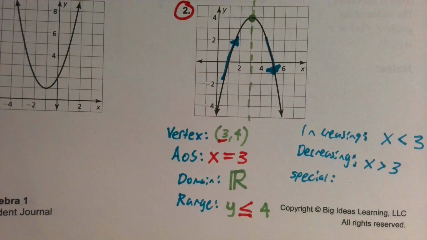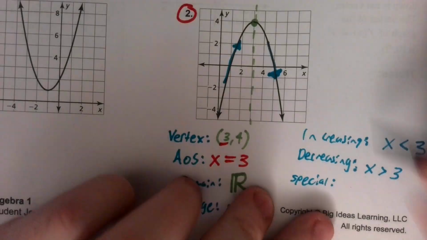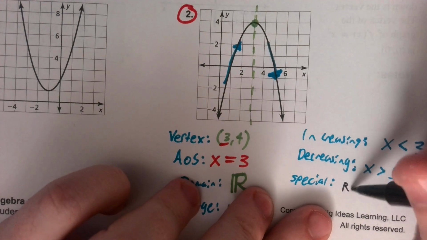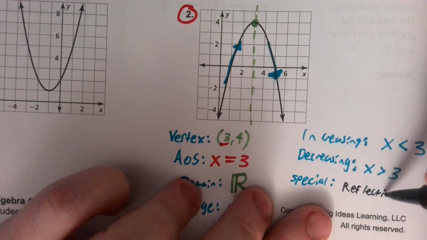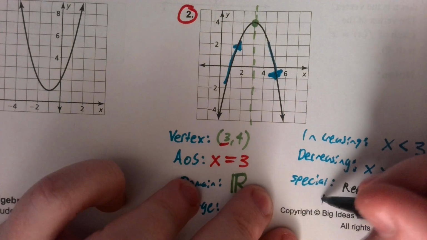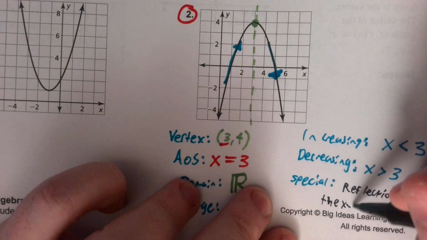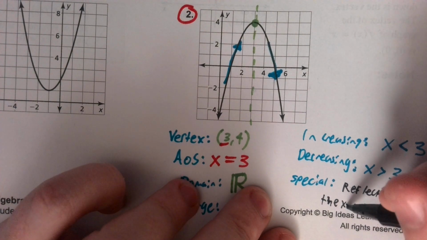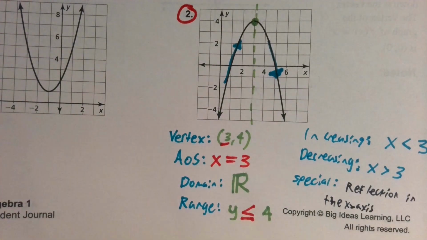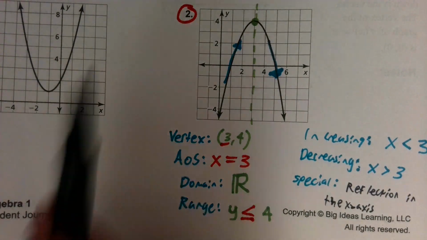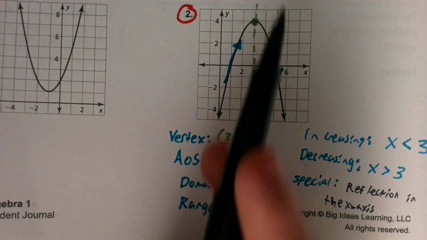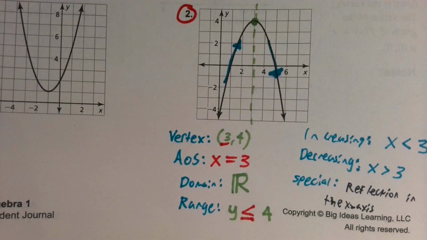Finally, are there any special features about this? And we notice there are. There's just one for this one in particular, but the special feature with this is it's flipped. We call that a reflection in the x-axis. And technically you could also say it's a translation 3 units to the right and translation 4 units up. On the quiz, I've designed it so that you won't need to worry about that.